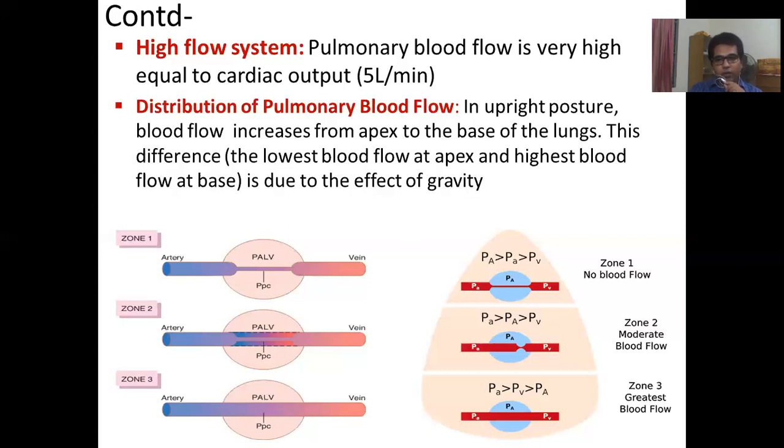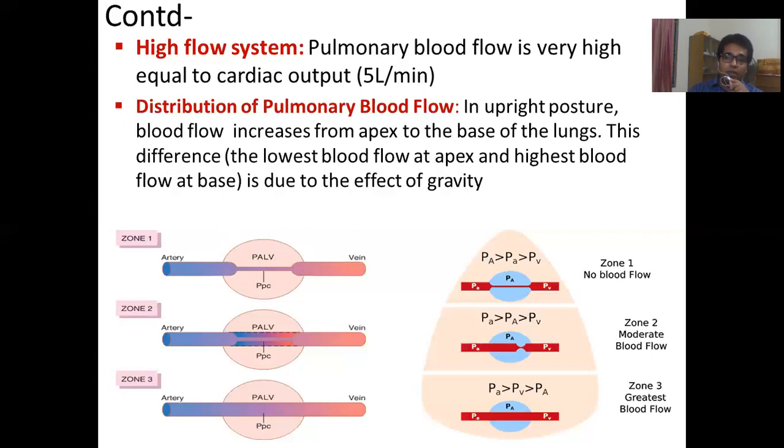Interesting thing I want to mention, during exercise, you know the cardiac output increases. So due to this increased cardiac output, the blood flow to the pulmonary circulation also increases, and that will increase the pulmonary capillary pressure. So during exercise, in this apical region, some of the collapsed or closed capillaries will open up due to increased cardiac output.